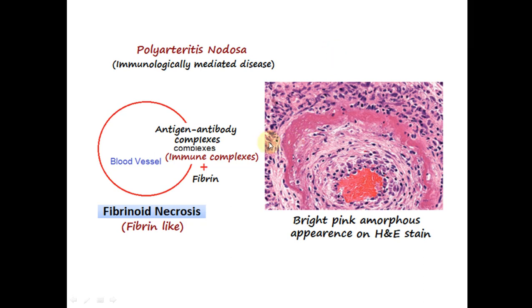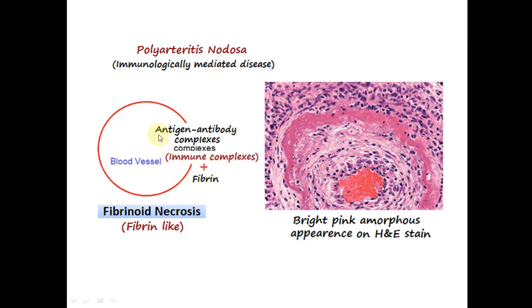This type of necrosis is mostly seen in the disease polyarteritis nodosa, in which there is vasculitis or inflammation of the blood vessels. And as we know, polyarteritis nodosa is a disease which is immunologically mediated, an immune disorder, in which the antigen and the resulting antibodies form antigen antibody complexes, also known as immune complexes, which are deposited in the blood vessel walls.